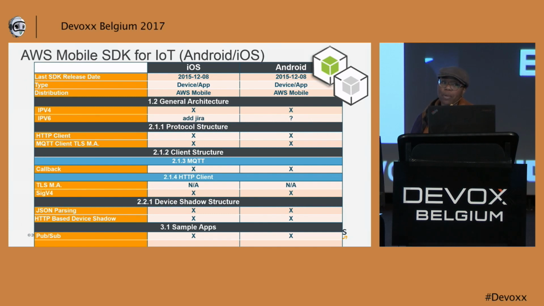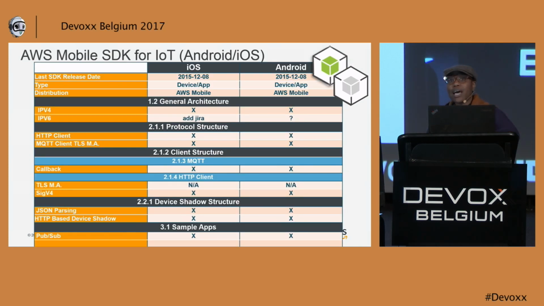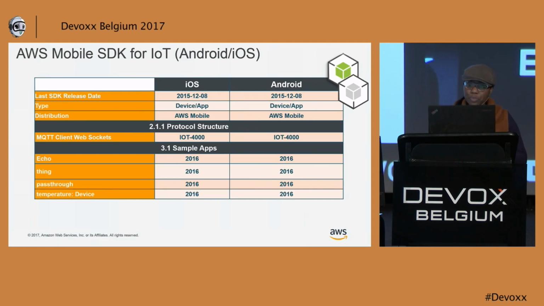For IoT, when you talk about mobile, I know this is an eye chart, but bear with me, I wanted to let you know what it supported. We had the latest SDK release as far as the final GA. It's not the latest, we've obviously made our revisions, but that happened in December 2015. It supports devices and apps for iOS and Android. You can add Jira for process improvements if you want to. We support MQTT and HTTP clients, and we have the device shadow strategy. We also have sample apps, which I skipped over; if you go to AWS Labs, you can see them.